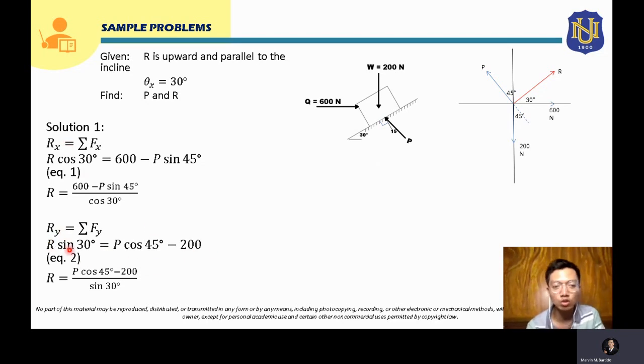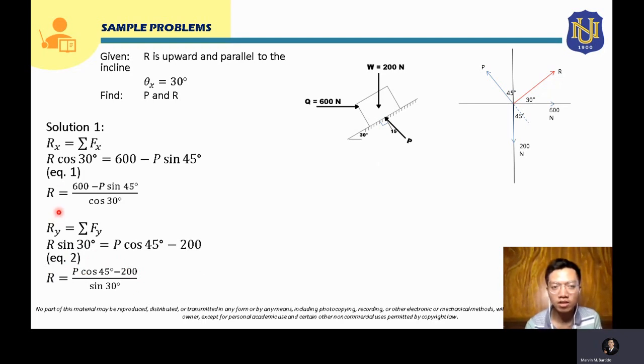So from your equation 1 and equation 2, we can separate r to create an equation. We solve for r by dividing both sides by cosine 30, so that what will remain on this side is just r, which is 600 minus P sine 45 over cosine 30. For equation 2, solve also for the value of r in terms of P. Let's divide both sides by sine 30 degrees, so r is equal to P cosine 45 minus 200 over sine 30.